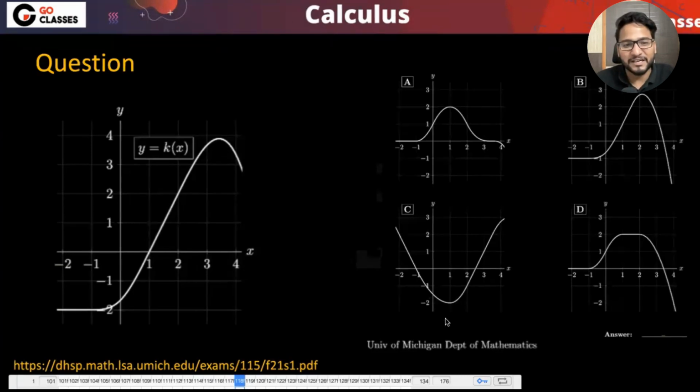Okay. So what is the answer here? Answer is B. Cool. So why is B the answer? Let's just see. So this is f dash x. See, it is increasing. If the function is constant, then f dash x is actually zero. So f dash x should be zero. D hona chahiye na? Why B? f dash x should be zero, right?